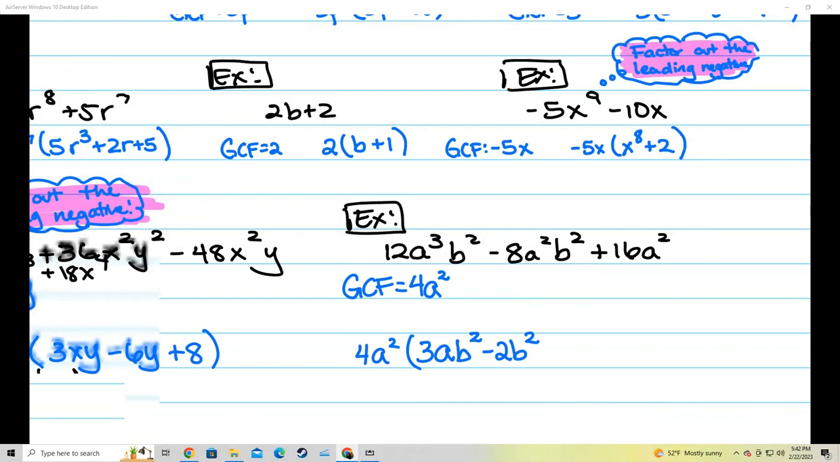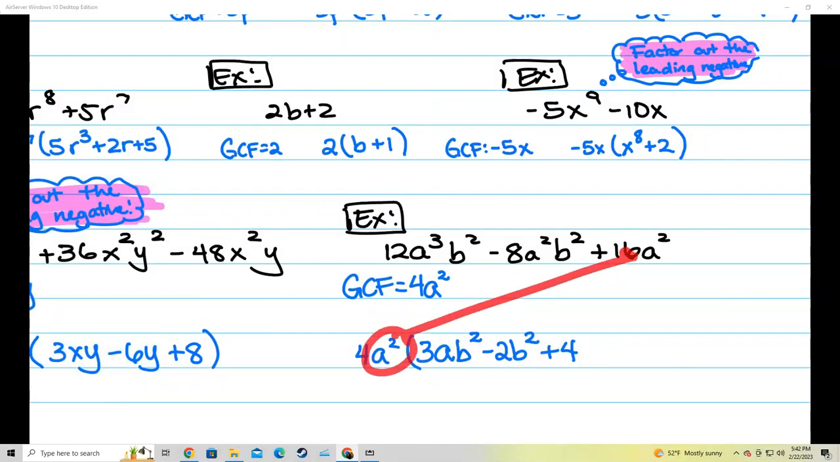And then for the last term, 4 times what gives me 16? That's going to give me a positive 4. How do I go from an a squared to an a squared? Well, I'm already there. And as far as the b's are concerned, I don't have any b's, but I don't need any b's. So I think that's it. I'm going to close that up.